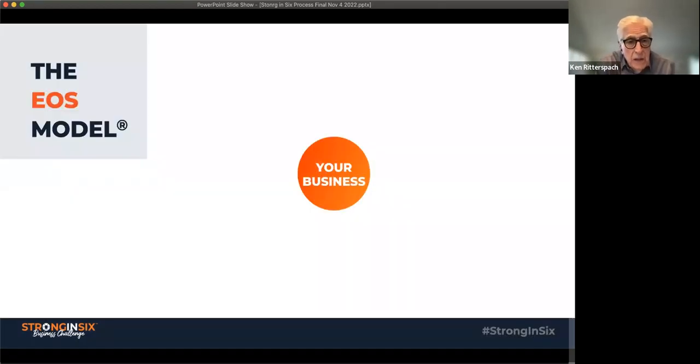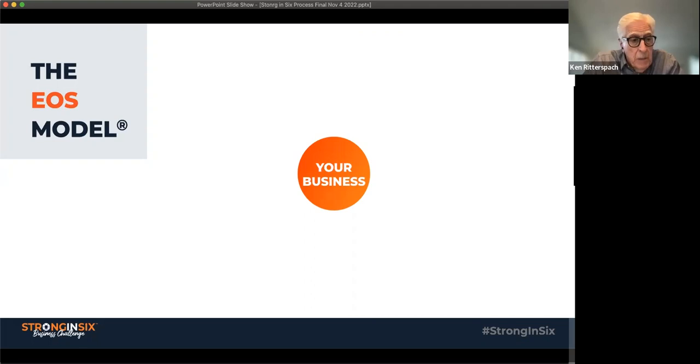So the context for the process component is, of course, the EOS model. If everybody would mute themselves so we eliminate background noise, that'd be great. So the EOS model, I'm not going to spend a lot of time on this because my guess is that most of you are familiar with EOS, the system, also referred to as Traction, which was the name of the book, but the system is EOS, or the Entrepreneurial Operating System.